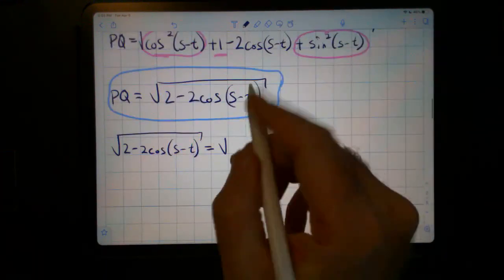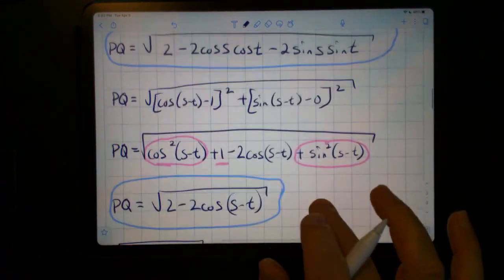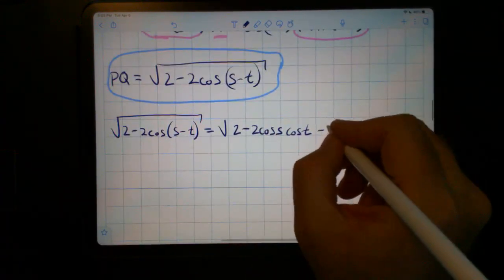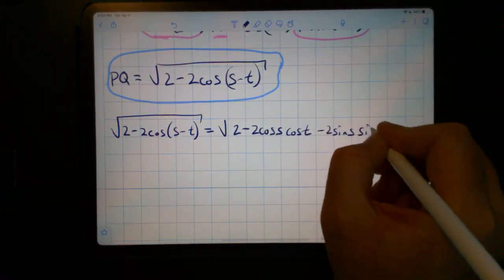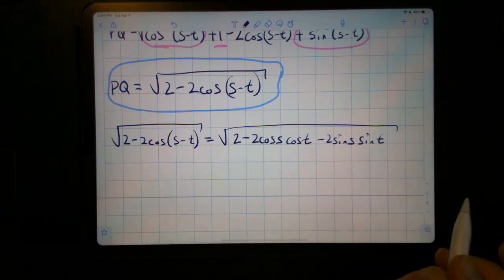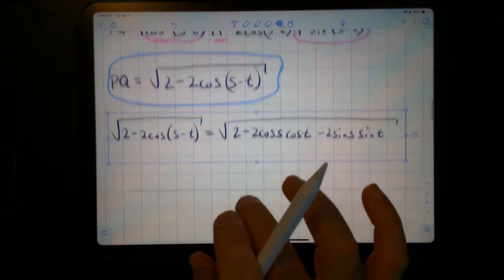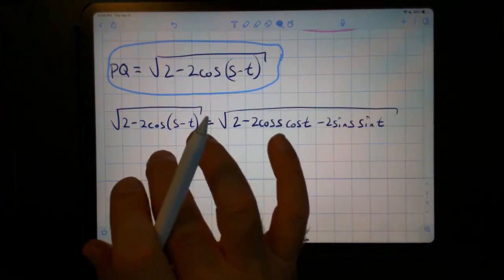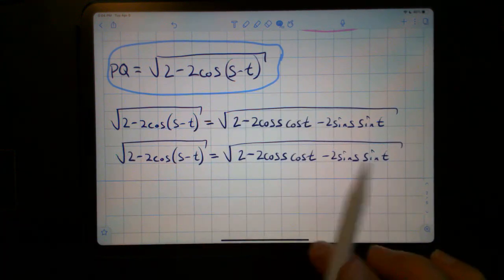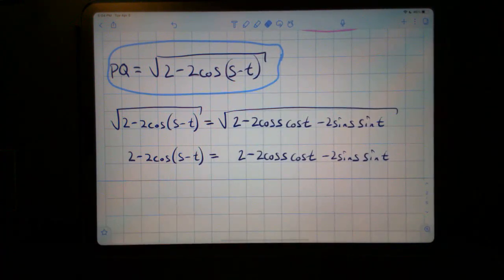root of 2 minus 2 cosine S cosine T minus 2 sine S sine T, and all of this is being square rooted. Okay. If you square both sides, the radical goes away.